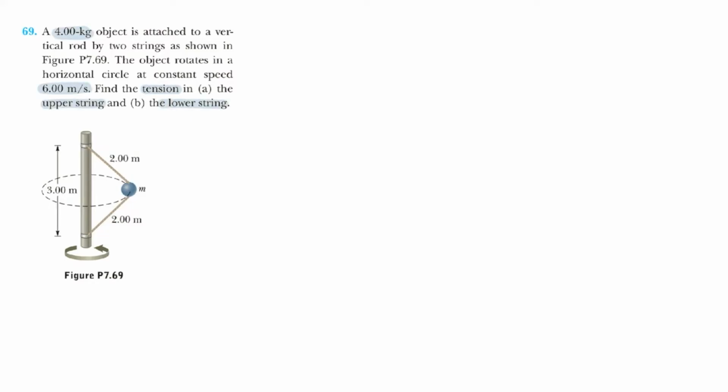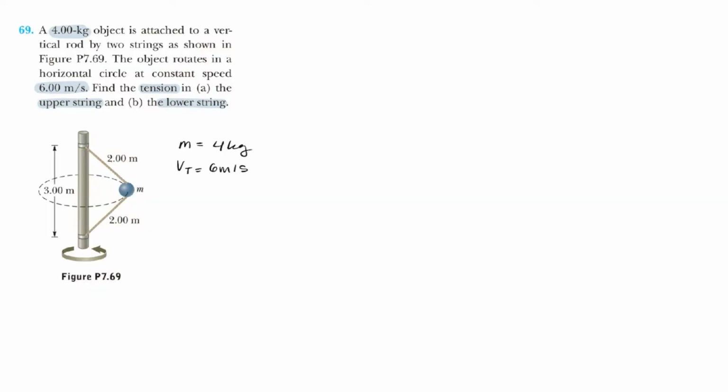First, we list out our given values. So mass equals 4 kilograms and tangential velocity equals 6 meters per second. So let's make a free body diagram. Force of tension 1 going this way, force of tension 2 going this way, and force of gravity going downward.